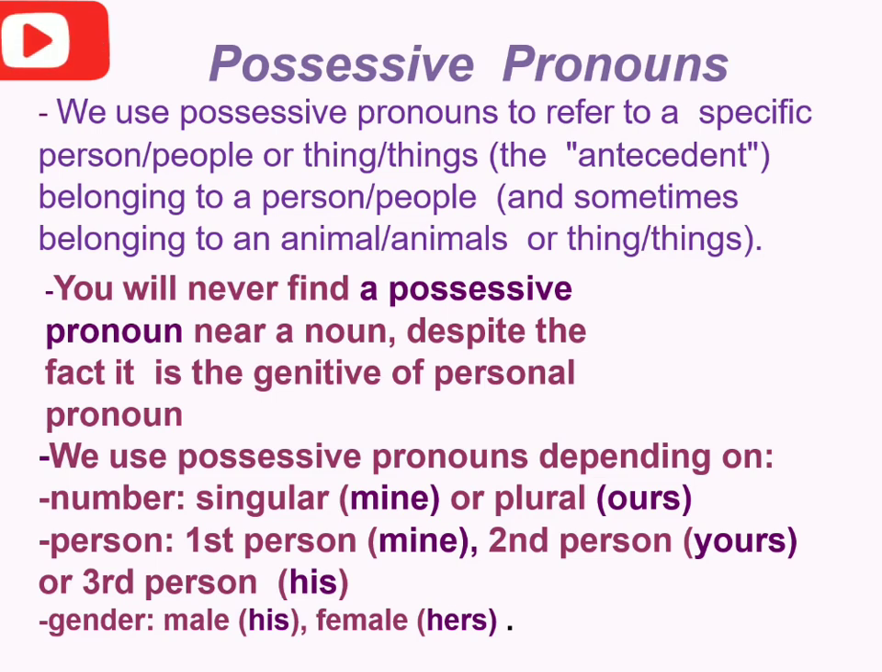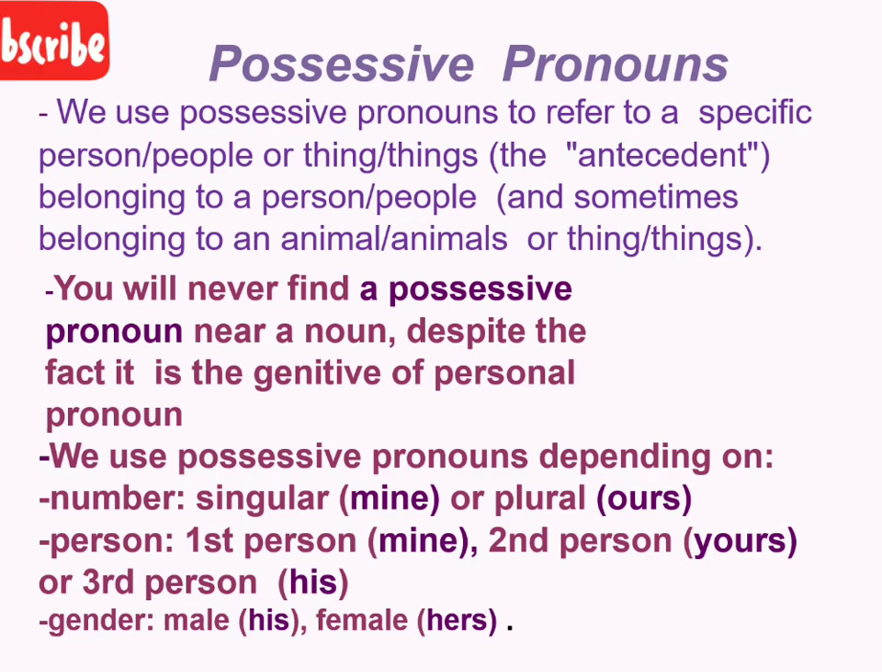You will never find a possessive pronoun near a noun, despite the fact it is the genitive of the personal pronoun. For example, we use possessive pronouns always depending on the number. Singular, mine. This book is mine. Mine, I am only one. Clear? So the book is mine. So I am telling you about my possession, so I have used the pronoun mine. So what is mine? Mine is a possessive pronoun used for singular.